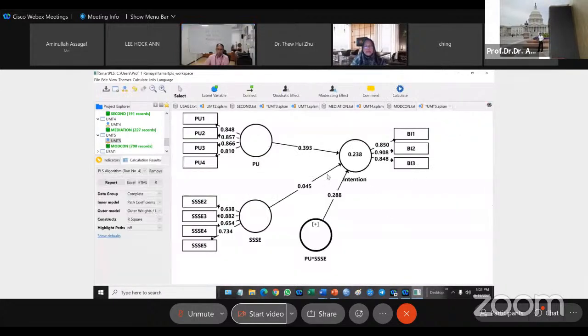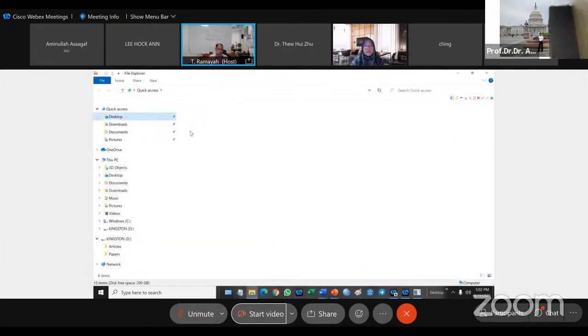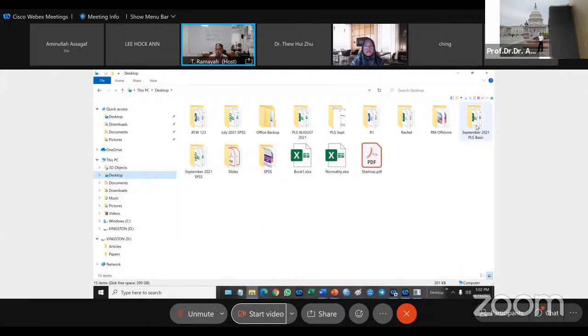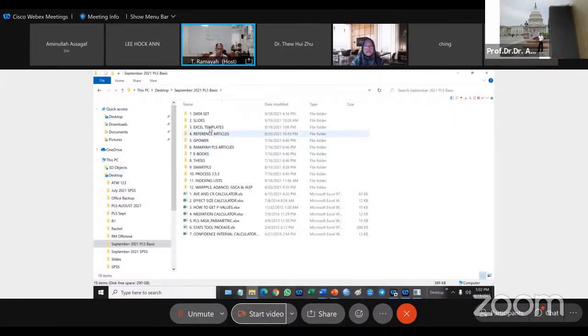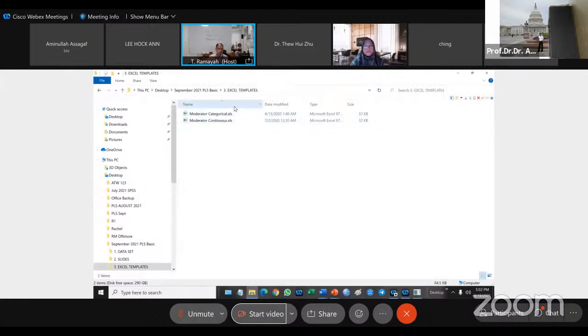Okay. And for the Excel template, we need to have these numbers. So that's why I wrote them down on the board. The numbers that we need to key in. So in the folder just now, the Excel template, if we go to the folder called September PLS Basic, Excel template, here we have two templates. One for categorical moderator, the other one is for continuous moderator. So in this example, we have a moderator which is continuous. So you open this Excel template.